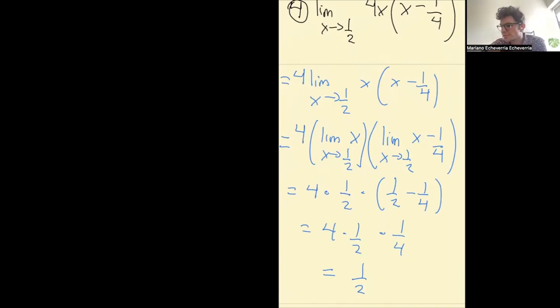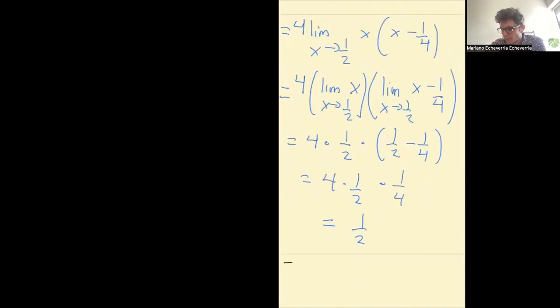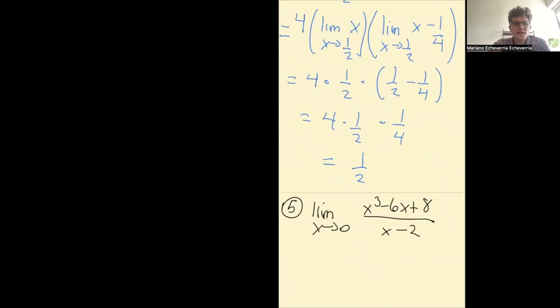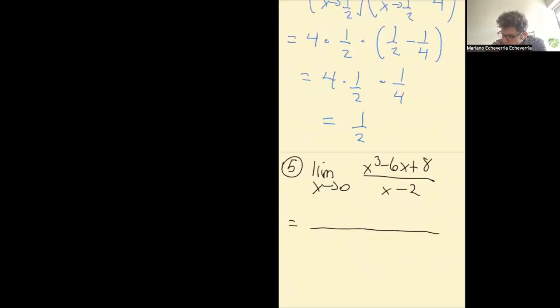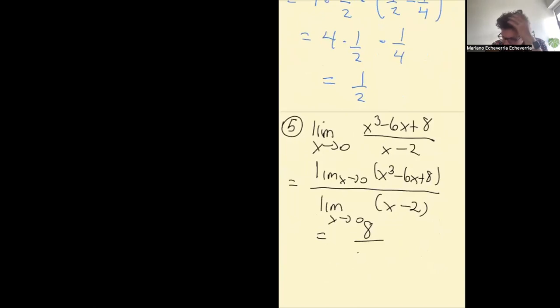Now, the next one was the limit as x approaches 0 of x cubed minus 6x plus 8 over x minus 2. And here, again, just to write down the properties of the limit explicitly, you can do a ratio of limits. And so in the numerator, you'll get 8. In the denominator, you'll get -2. And so overall, you get -4.